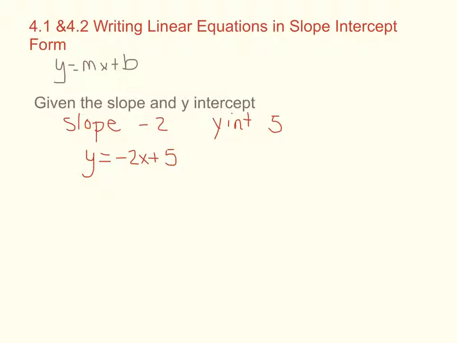Here's another one. If they said that the slope was 3/4 and the y-intercept was -3, our answer would be y equals 3/4 x minus 3. Again, do not give me 3/4 x plus a -3. You're going to lose points because it's not simplified.